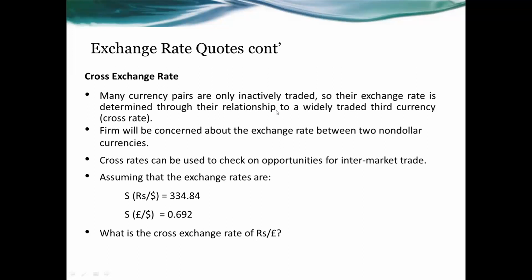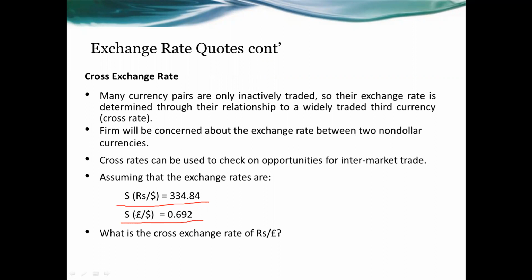Okay. Now let's see what is this exchange rate. Now you can see examples are given, right? Now here what is the exchange rate given? It is as per US dollar how many rupees? That is 334.84. And here you are getting another exchange rate that is for US dollar, per US dollar and pound.